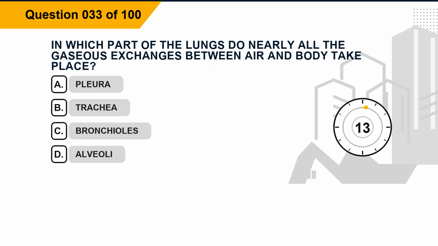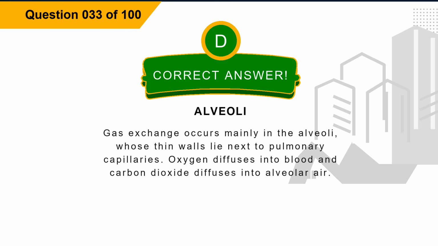Question 33. In which part of the lungs do nearly all the gaseous exchanges between air and body take place? Option A, pleura. Option B, trachea. Option C, bronchioles. Option D, alveoli. The correct answer is option D, alveoli.